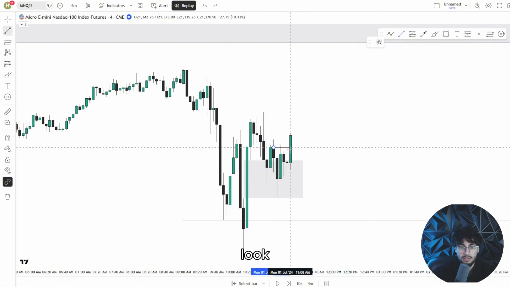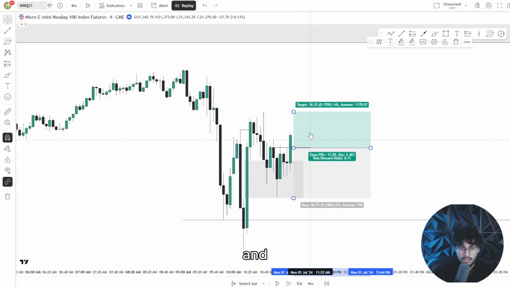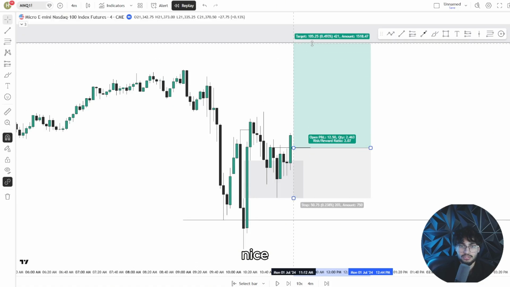Now we can look to take any entry model that we want. Me personally, I'll look to trade this order block that we form right here. So I'd keep my limit order off this order block, keep my stop loss at this low, and target this high for a nice 2R.